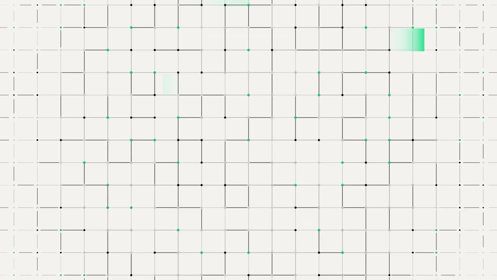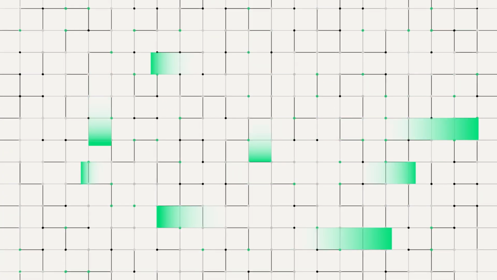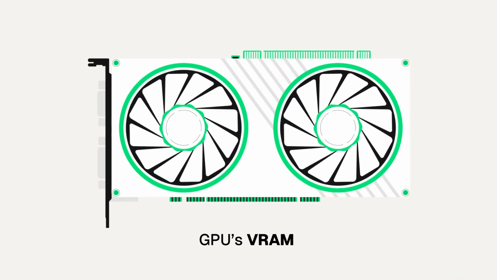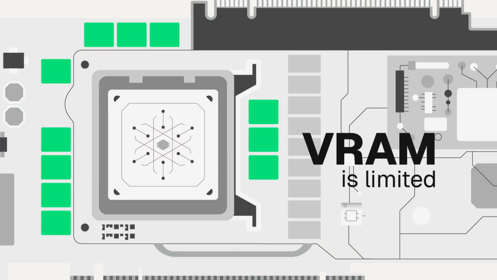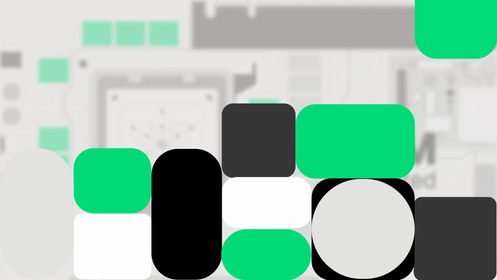However, these useful KV caches disappear fast. The KV cache lives inside the GPU's VRAM, its high-speed memory. But KV caches are large, and VRAM is limited. When it fills up, older caches have to be evicted to make room for new ones.